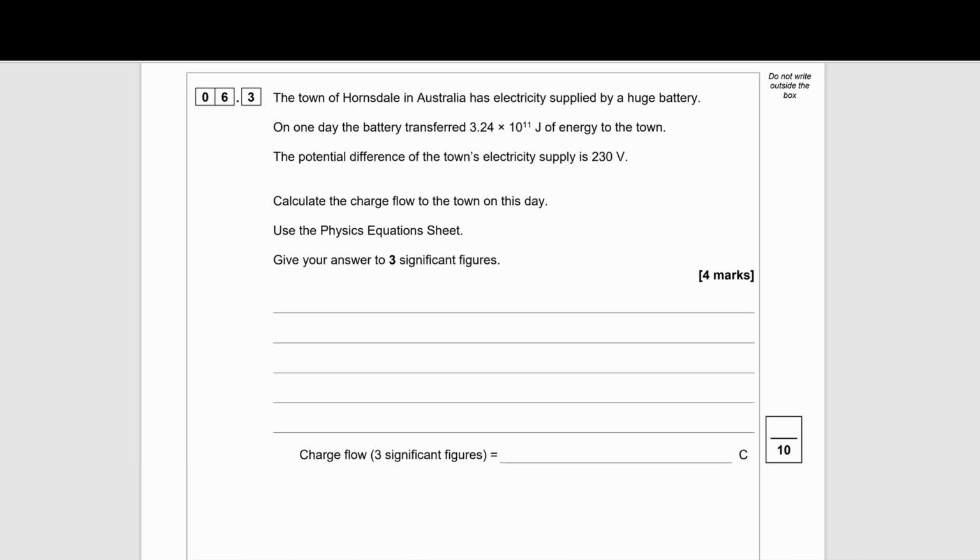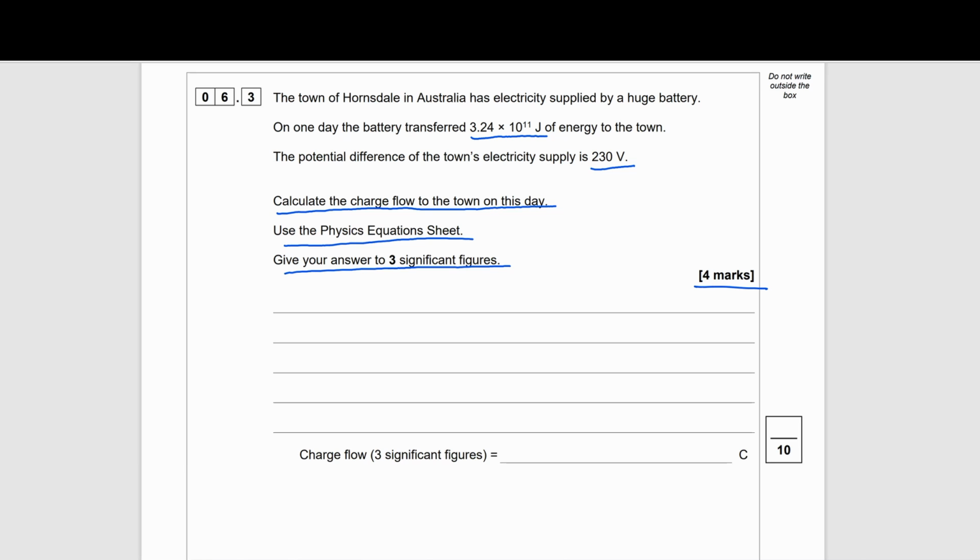6.3. The town of Hornsdale in Australia has electricity supplied by a huge battery. On one day, the battery transferred 3.2 times 10 to the power 11 joules of energy to the town. The potential difference of the town's electricity supply is 230 volts. Calculate the charge flow to the town on this day. Use the physics equation sheet. Give your answer to 3 significant figures. 4 marks.